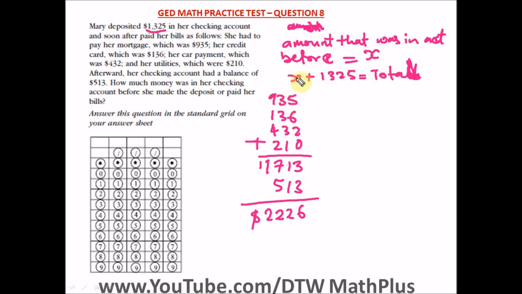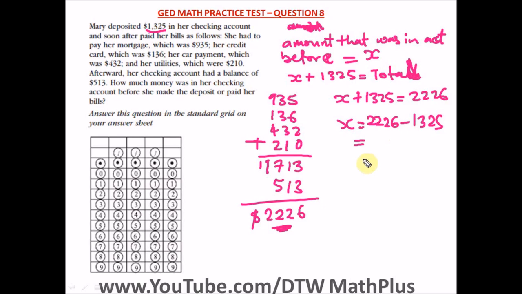So from here, remember this statement. We are trying to look for, from this statement, it says that the amount that was in her account before is X, plus the amount she deposited, 1,325, which will give us the total. And we've gotten our total here as 2,226. So we just simply do x plus 1,325 equal to 2,226. So x will be equal to 2,226 minus 1,325.